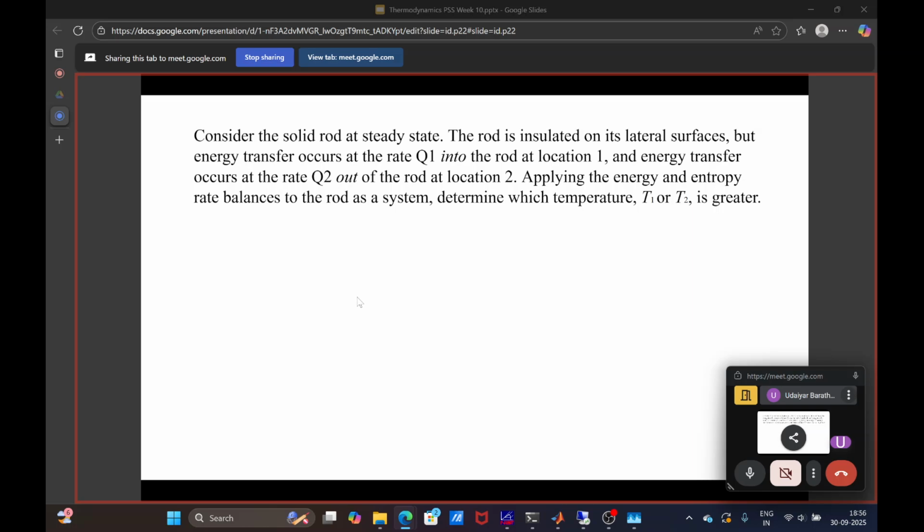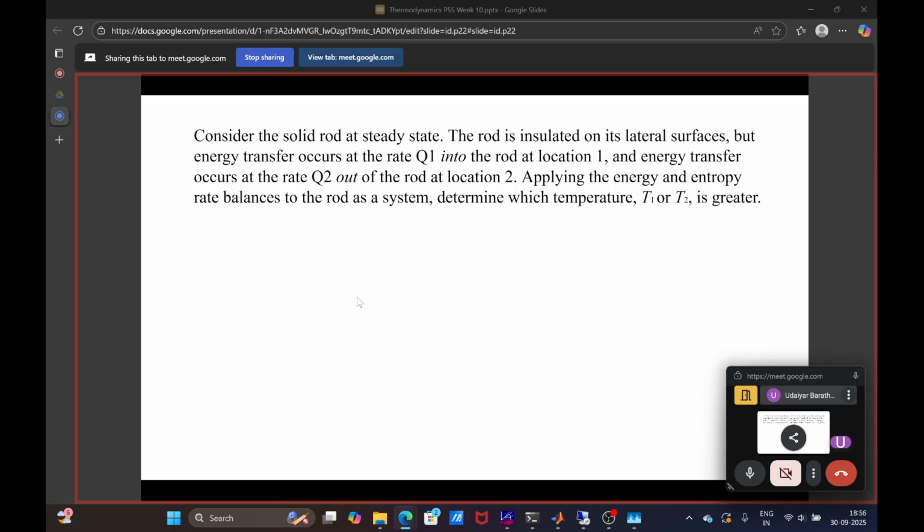So next is, consider a solid rod at a steady state. The rod is insulated on its lateral surfaces, but energy transfer occurs at the rate q1 into the rod at location 1, and energy transfer occurs at the rate q2 out of the rod at location 2. Applying the energy and entropy rate balances to the rod as a system, determine which temperature, T1 or T2, is greater.